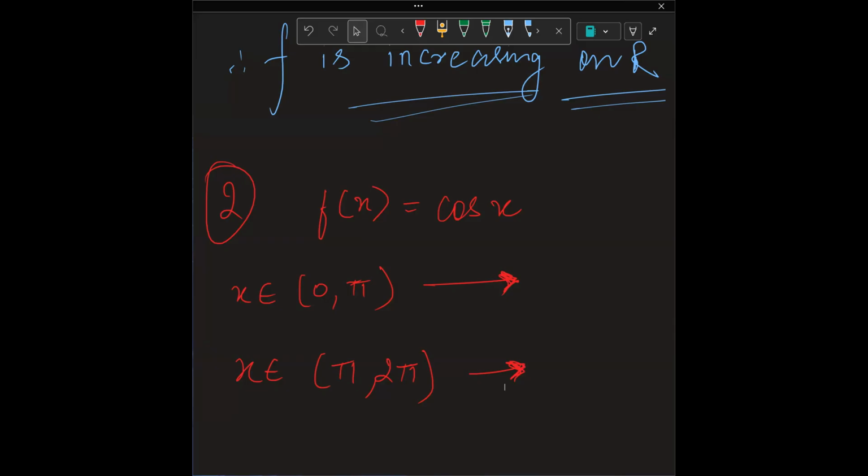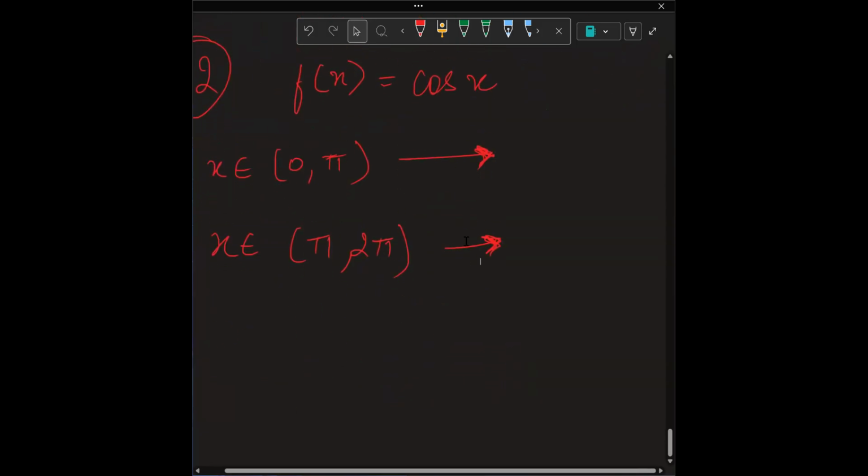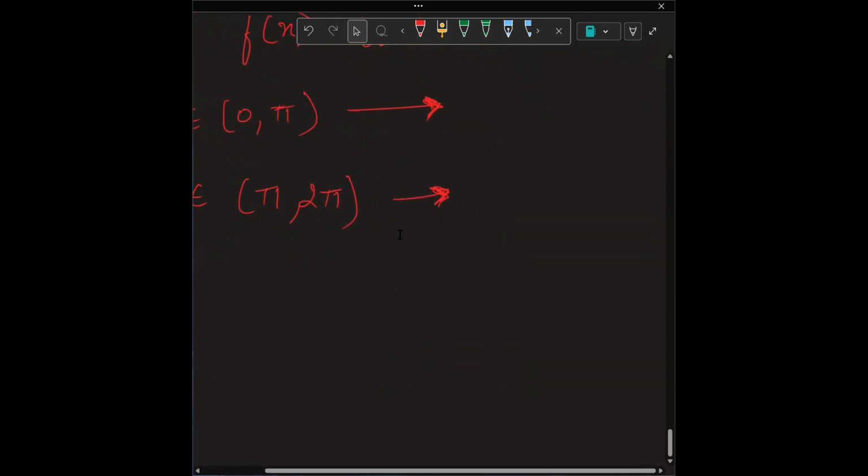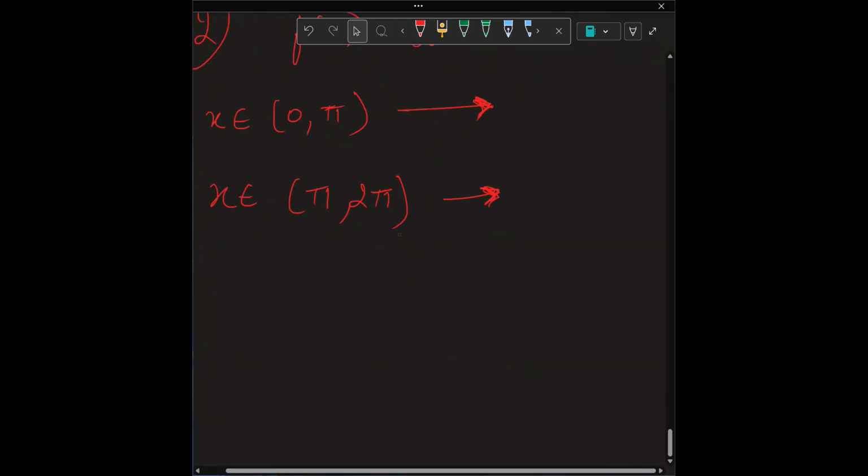Done. Yes, sir. ओके, सो 0 से पाई के बीच में क्या करता है फंक्शन? Decreasing. Okay. And from pi to 2 pi? Increasing. इसमें किसी को डाउट है?